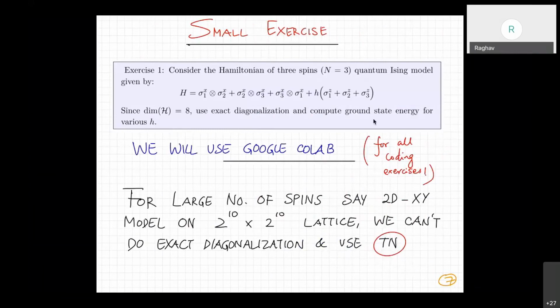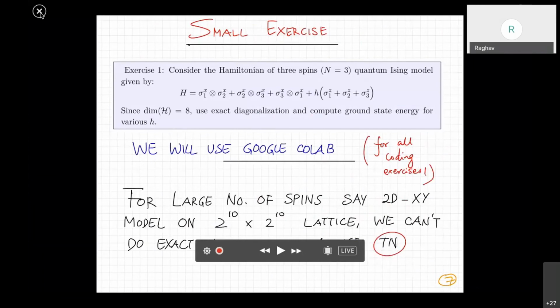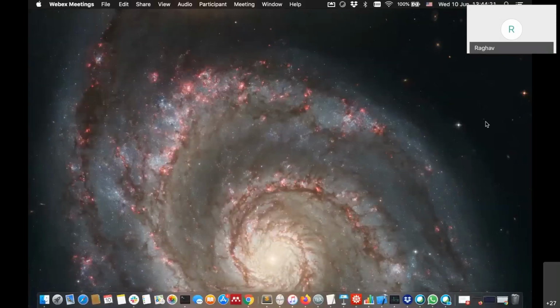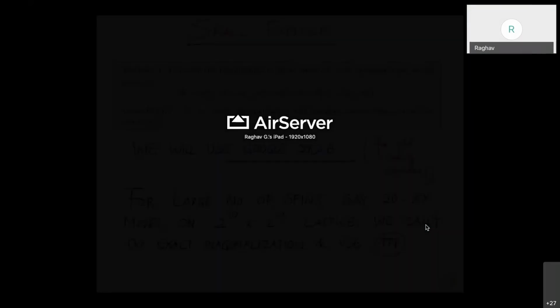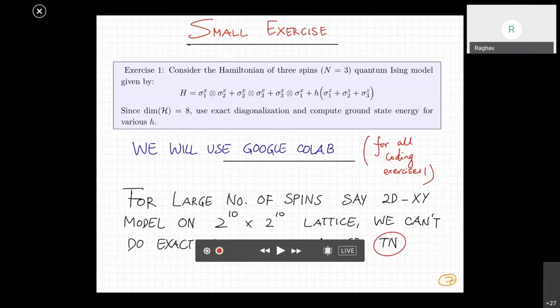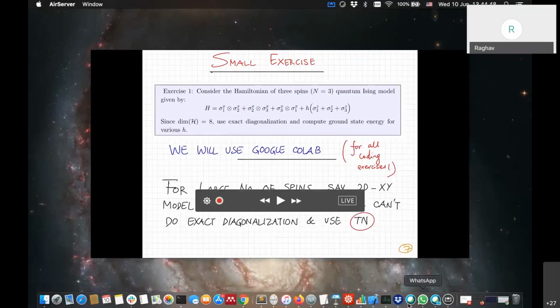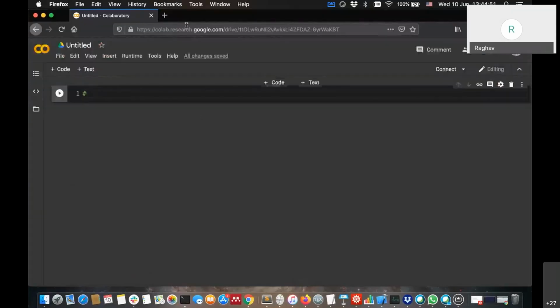So the first thing I'll want to do here is open my, just a second. Minimize this, not cut this. So this, I kindly request all of you to go to this Google Colab on your computer.